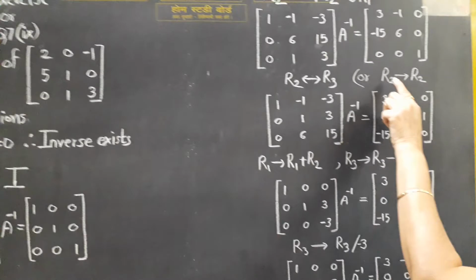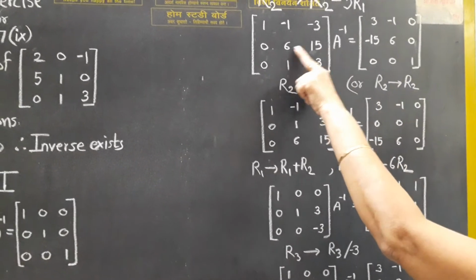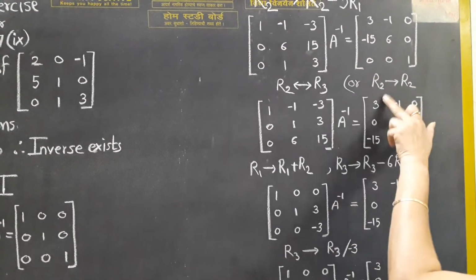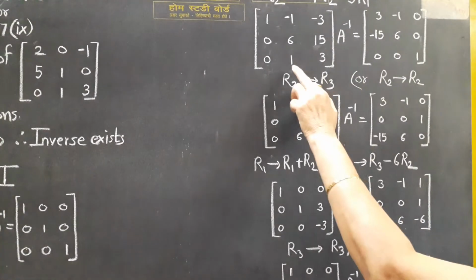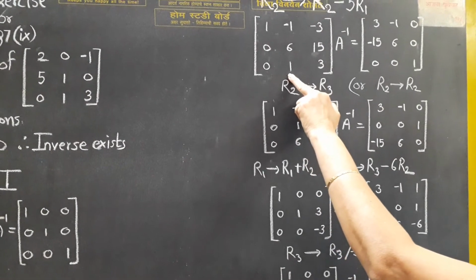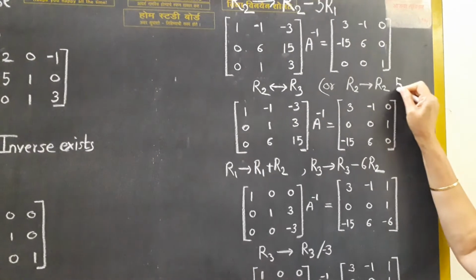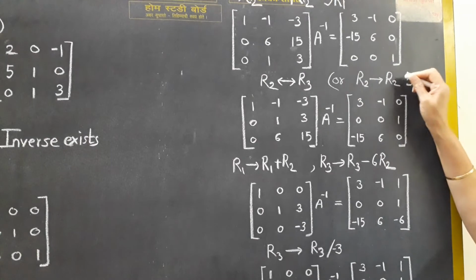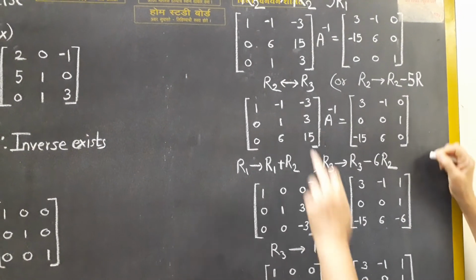So what I can do is that R2 changes to R2. Why? Because I want to get 1 over in the second row. So R2 changes to R2, no doubt about it. What will be my K is that I have to get 5 over here. Simple one. 1 multiplied by 5 is 5. So I have to get 5, but I have to subtract it from this. And so minus 5 times which row I am using is R3.